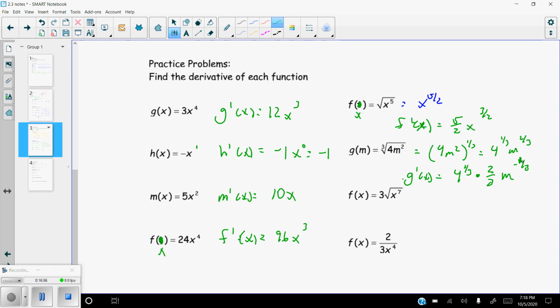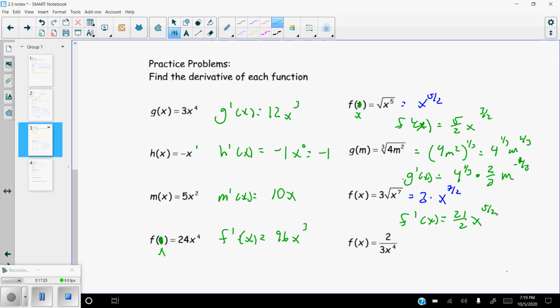Okay, same idea. We're going to have to rewrite the f of x down here. So that'll be 3 times x to the 7/2 power. Now I can go ahead and take the derivative. F prime of x. Bring the 7/2 out to the front and multiply it by the 3. 7/2 times 3 is 21/2. X to the, that's going to be 5/2 now when you subtract 1.